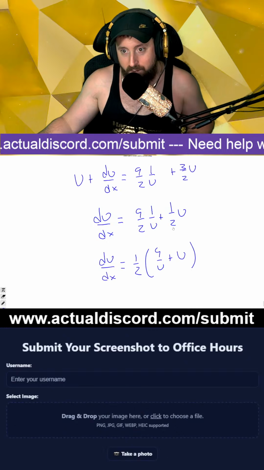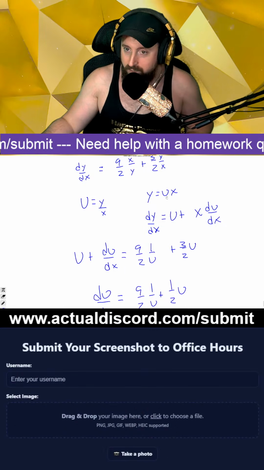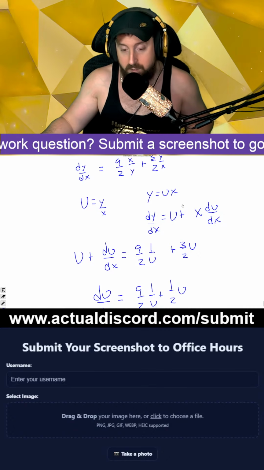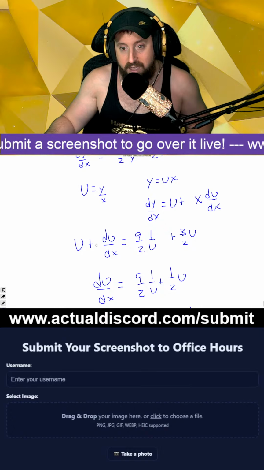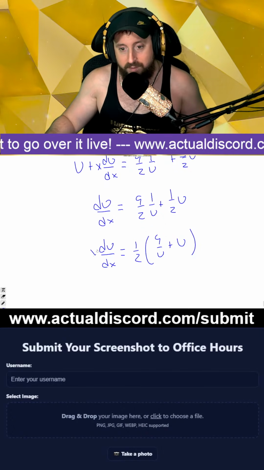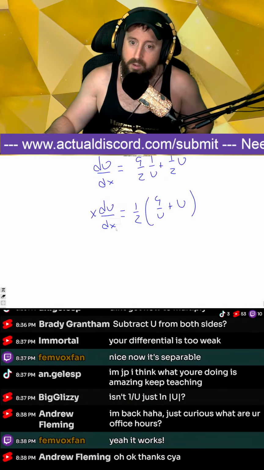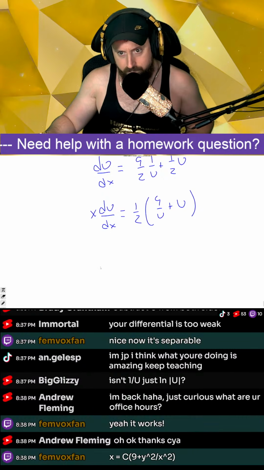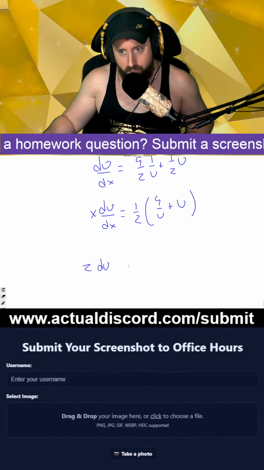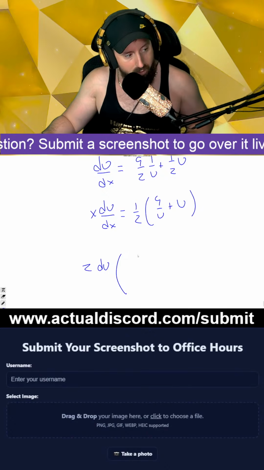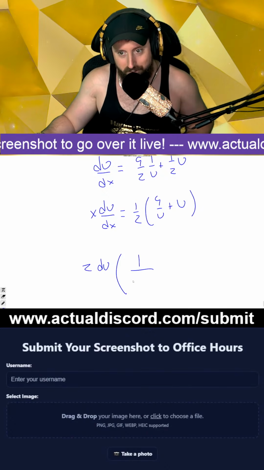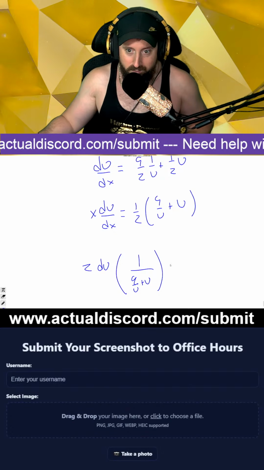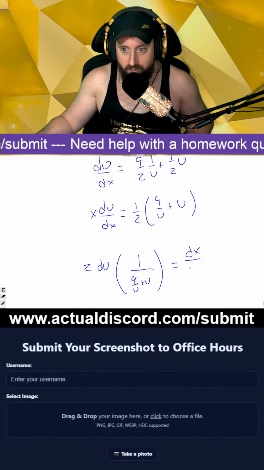Yeah, it works, right? Okay, wait. This is a chain rule, right? So it's derivative of the first times the second. So that's du/dx times x, plus derivative of the second, which is 1, times the first. Okay, cool. So then this is x du/dx. Oh, I think I see how this works. Oh, this is so cool. So now I'm going to move this over, move this over. And so we get 2 du times 1 over (9 over u plus u), right? Is equal to dx over x.